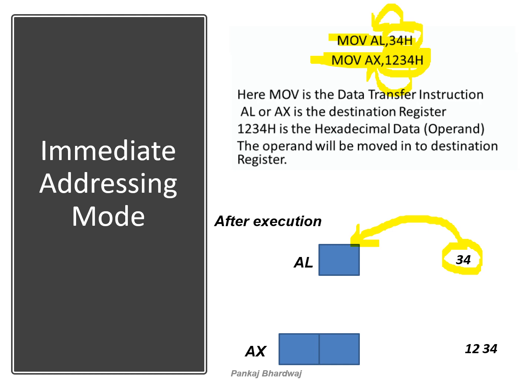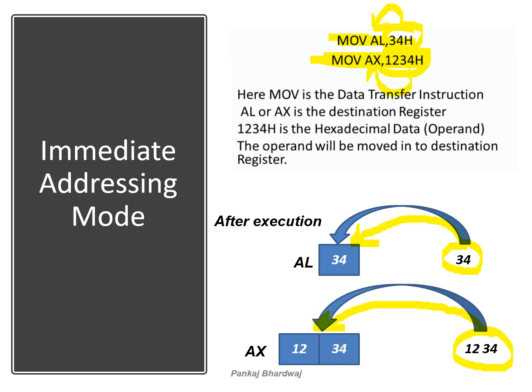AL is of 8-bit, and AX, which contains AH and AL, that is of 16-bit, will be getting the data which is 16-bit data, immediate data, that is 1234H. So this 34 is moved to AL, that is an 8-bit register. 34 is hexadecimal, that means 8-bit binary data. 1234 is 16-bit data, that is moved to AX.